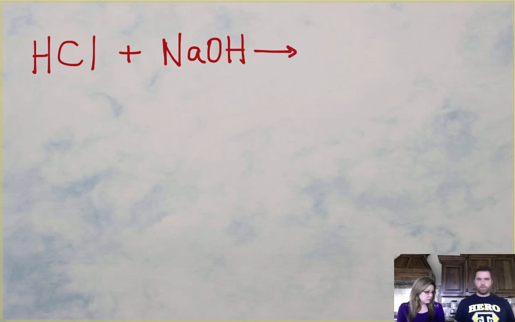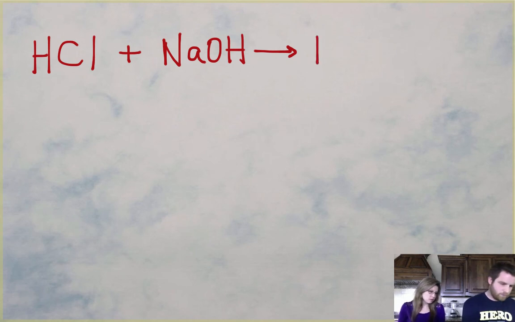I think this is one of your personal favorites. HCl, which we know is hydrochloric acid, and sodium hydroxide. When you mix these two things together, you have an acid and you have a base, according to our Arrhenius definition. What's it going to make? Well, one of the products will be water. The hydrogen ion will combine with the hydroxide ion.